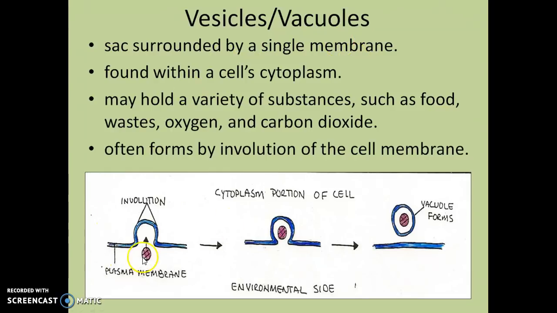So what happens is we have the cell membrane, and say this is a material that wants to get into the cell. It pushes in on this cell membrane. The cell membrane is thin and flexible, so it makes this little pocket called an involution. And the material will travel into that pocket, and then as it pushes towards the inside, the cell membrane grows closer and closer together until it is able to fuse, and this little vacuole or pocket will pinch off of that cell membrane, and that is now a vacuole.